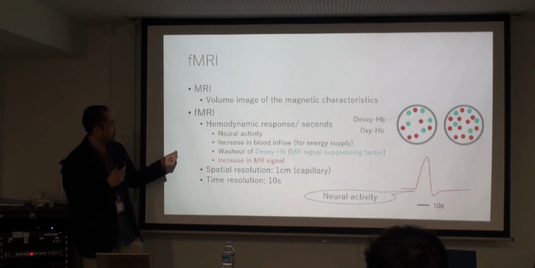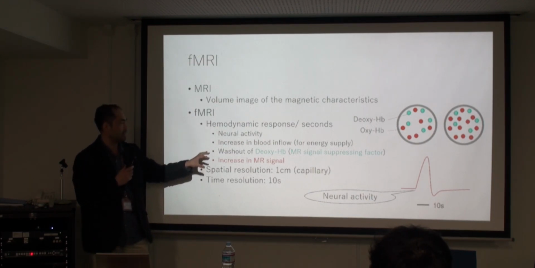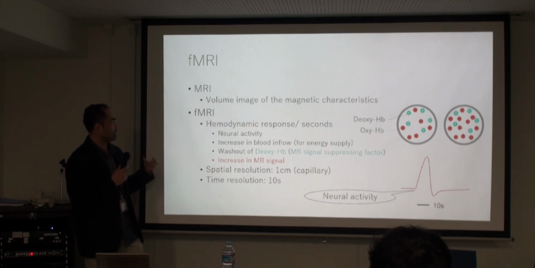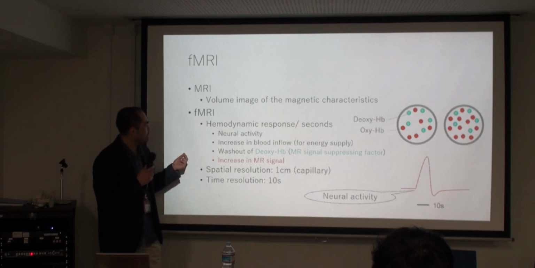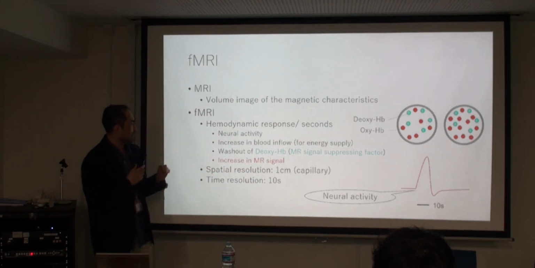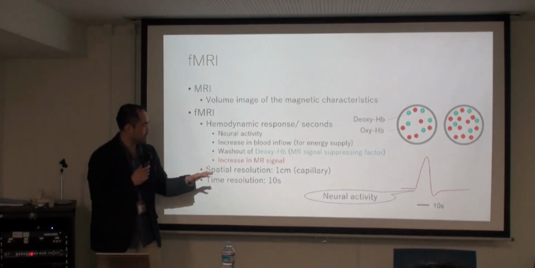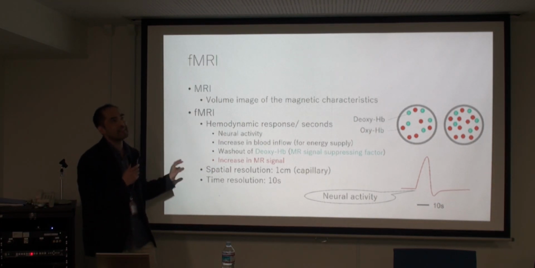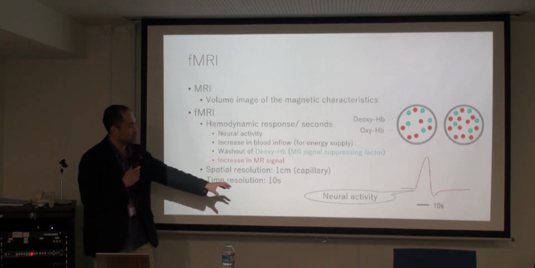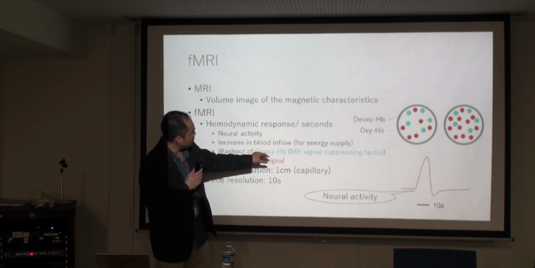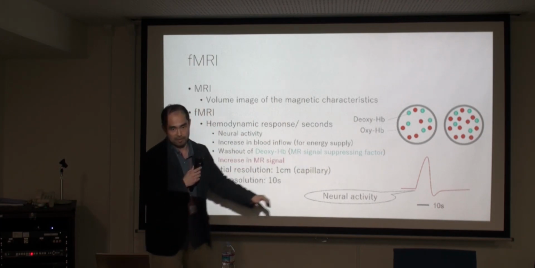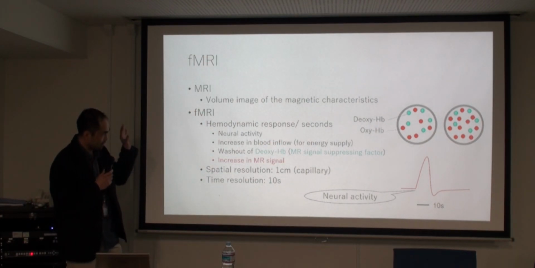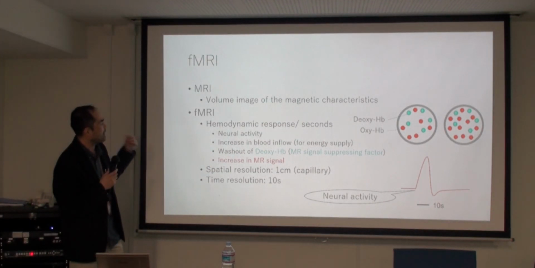And how is this produced? It's of course produced from neural activity. When neural activity occurs in some part of the brain, it requires energy for that activity. So our brain system will increase the blood inflow to that region, and it causes a washout of the deoxyhemoglobin around there. This deoxyhemoglobin is hemoglobin that is not carrying oxygen. It left the oxygen in that tissue, and it has a specific characteristic, that is to suppress the MRI signal in that area. So by washing out this deoxyhemoglobin, we measure an apparent increase of MRI signal. This is the mechanism of fMRI.